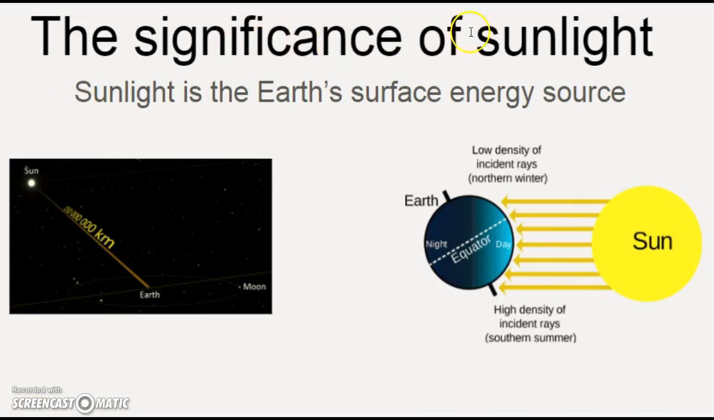Today's lecture is going to be on the significance of sunlight. We're going to look at how sunlight is Earth's surface energy source. It's important that we carry over from what we learned last time. We learned that the Earth's axial tilt is influencing what locations receive the greatest amount of energy after a photon or light has traveled the 93 million miles, 150 million kilometers distance through space.